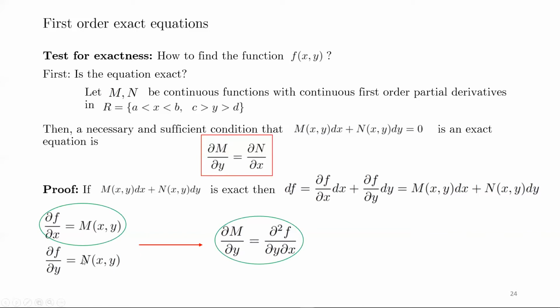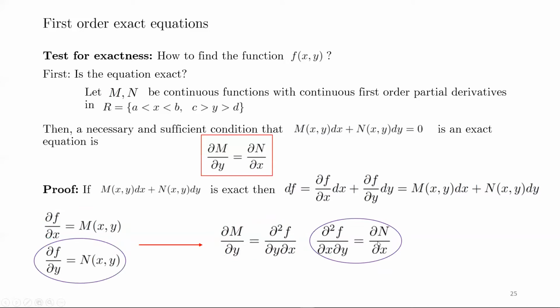Similarly, I can take my function n, which is already a partial derivative of f with respect to y. I can take the partial derivative of n with respect to x, and I know that I can write that as two partial derivatives of f, the mixed partial derivative, one derivative with respect to x and one partial derivative with respect to y.